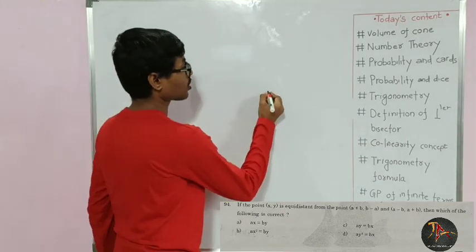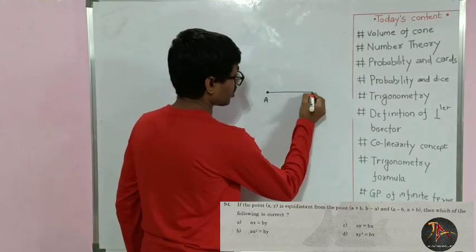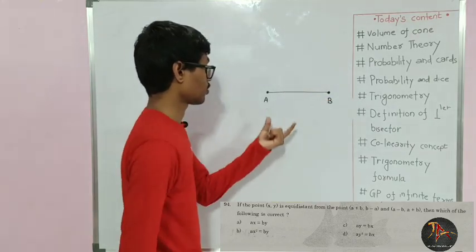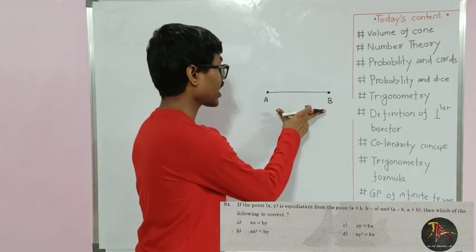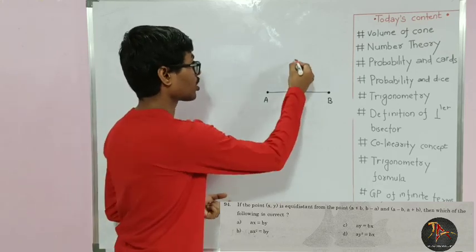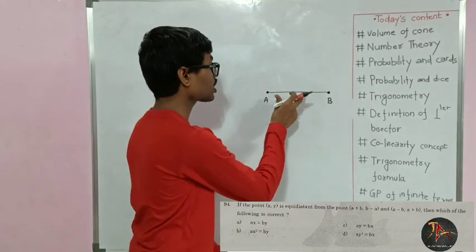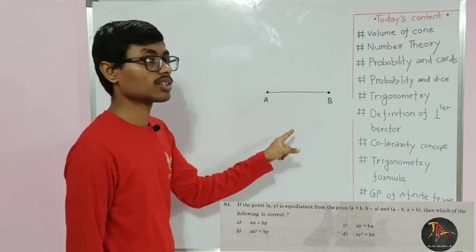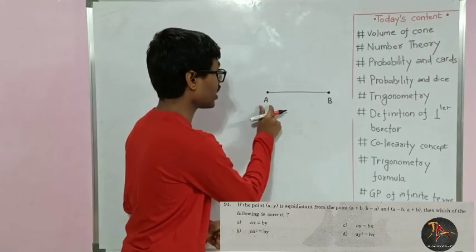Now suppose this is point A and this is point B. Now suppose I say draw the diagram such that on that diagram any point is equidistant from A and B. We have to draw a figure such that any point on that figure is equidistant from A and B.